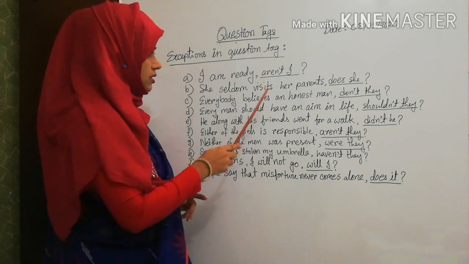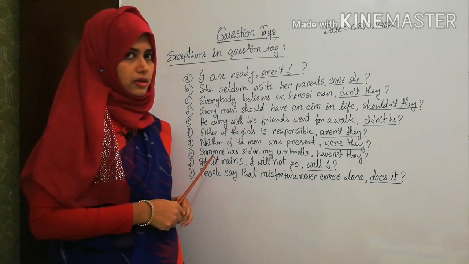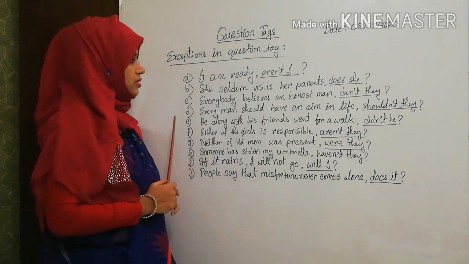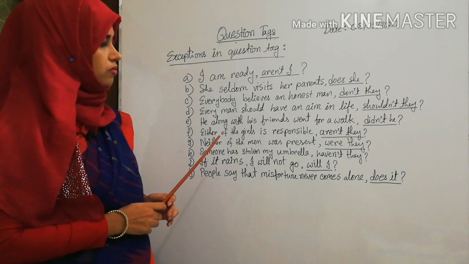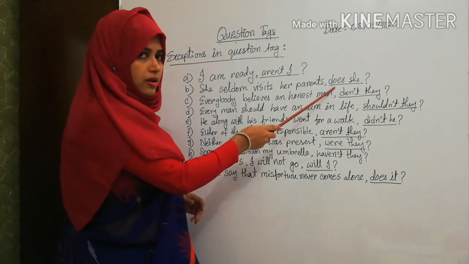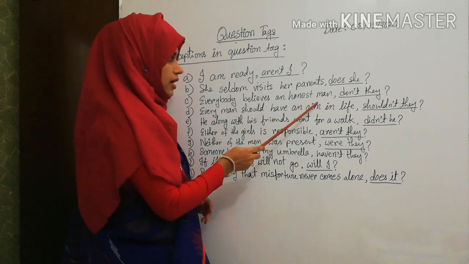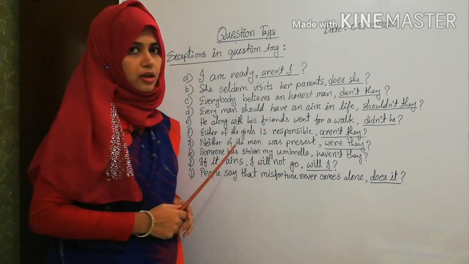So what is the negative thing here? Seldom is a negative word. Remember, seldom is a negative word, and that's why we are using the tag as affirmative. And next one is: everybody believes an honest man, don't they?